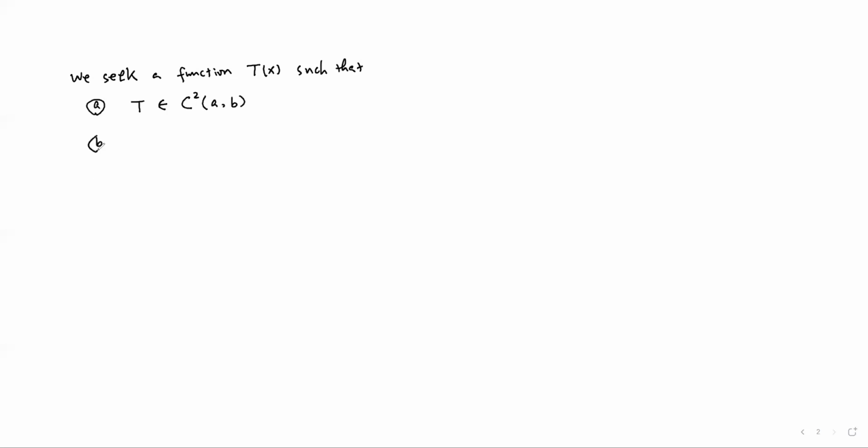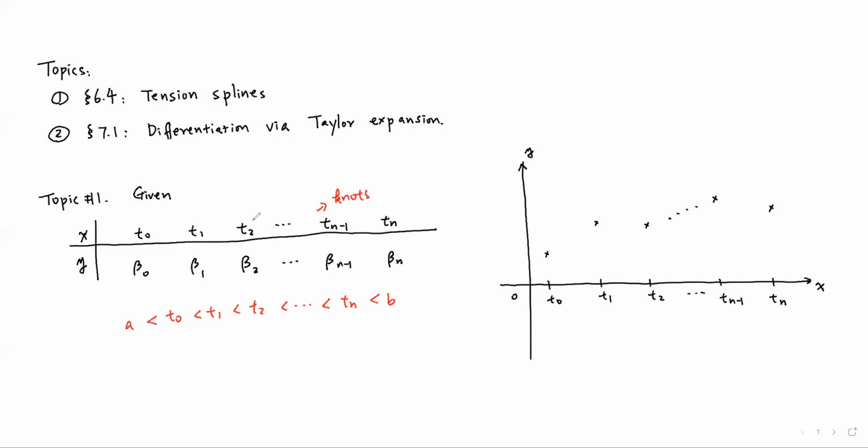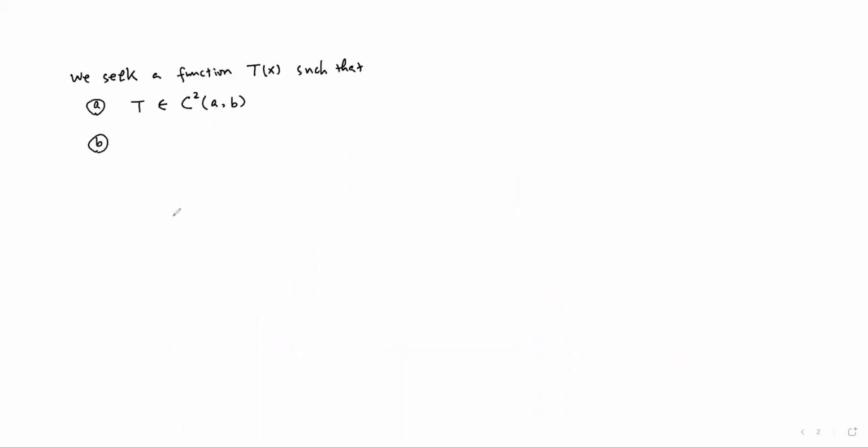B: function T interpolates this table. Beta 0, beta 1, beta 2. The betas are not function values, just points on the XY plane. T, the value at Tk is equal to Bk, K between 0 and N.